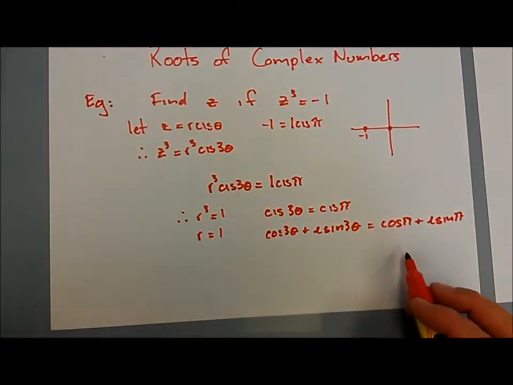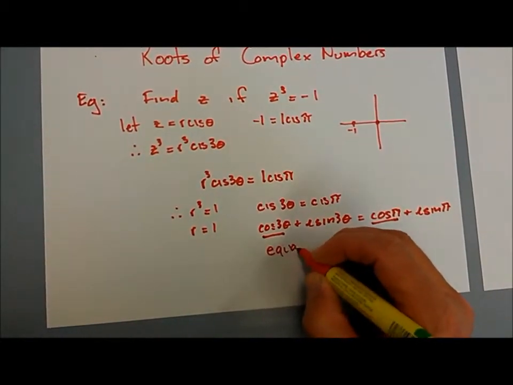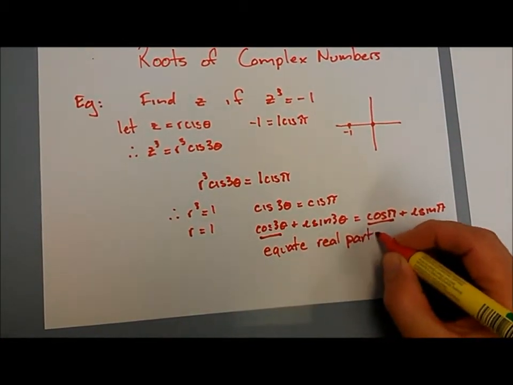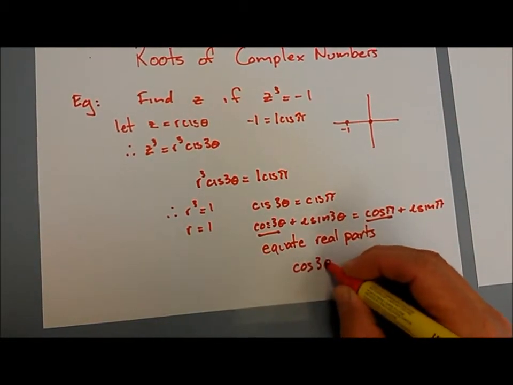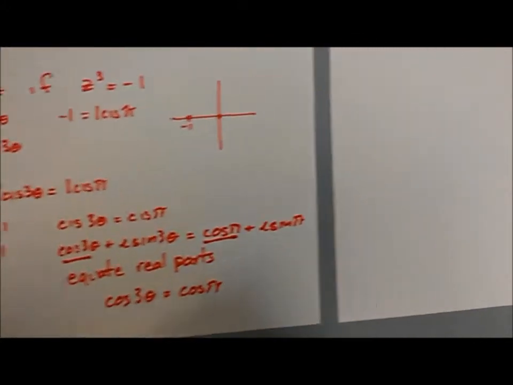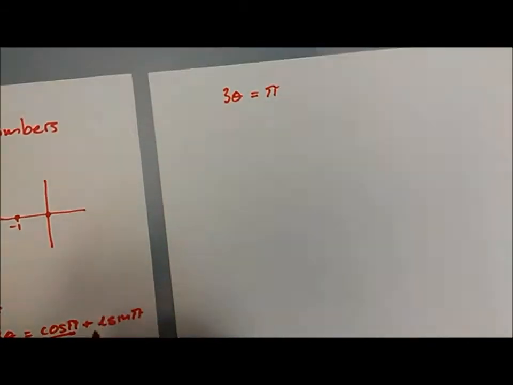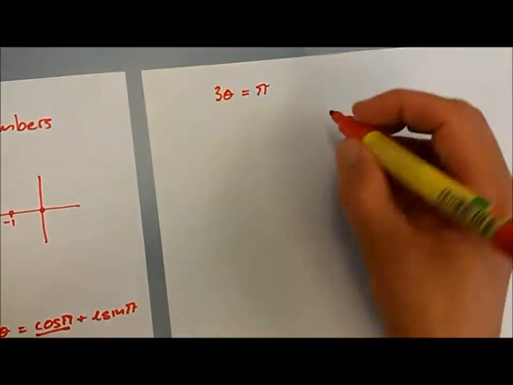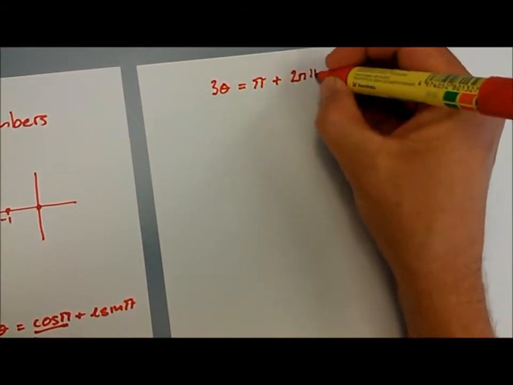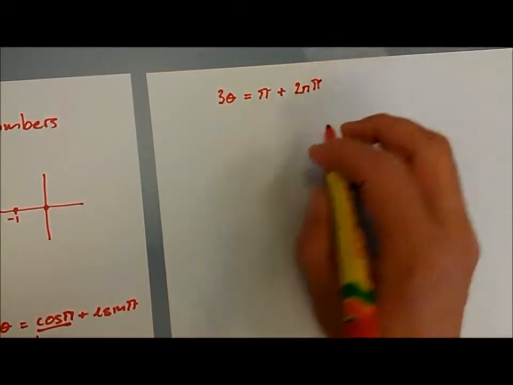And then by equating the real parts, that's exactly what I do, I get that cos of 3θ is equal to cos of pi, which tells me straight away that 3θ must equal pi. But there are other options as well, and so 3θ will equal pi plus a multiple of 2 pi. So I write that as 3θ equals pi plus 2nπ, if you recall the general solution.